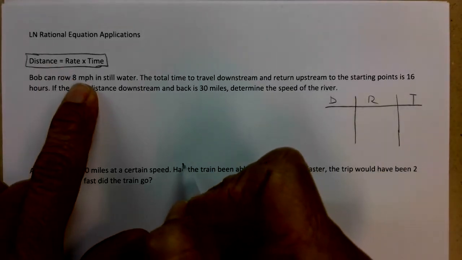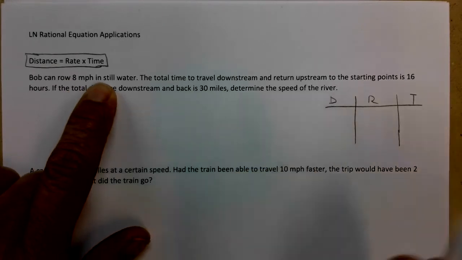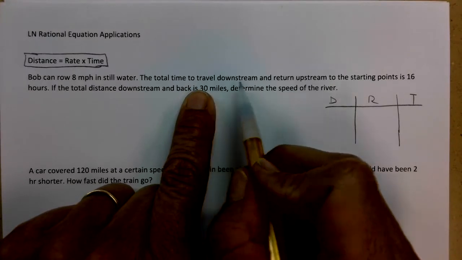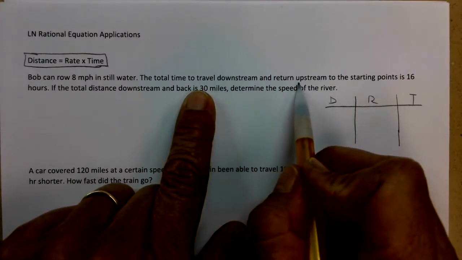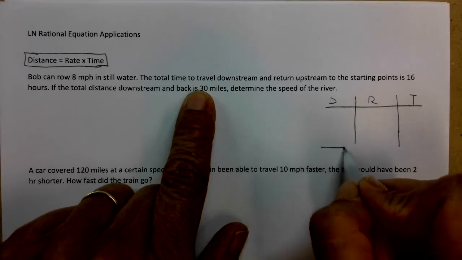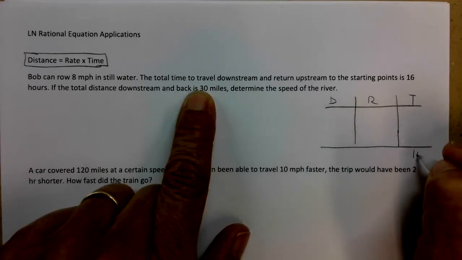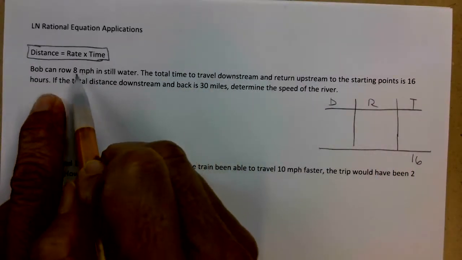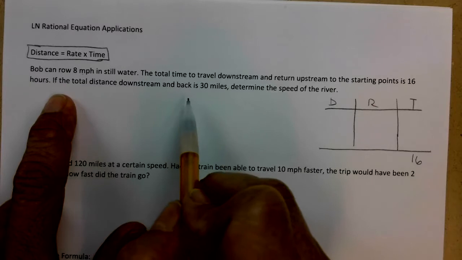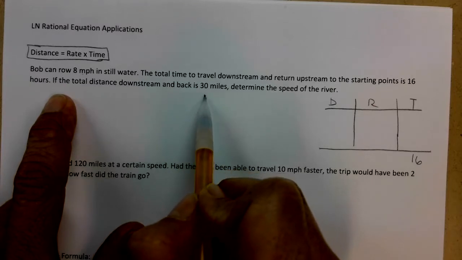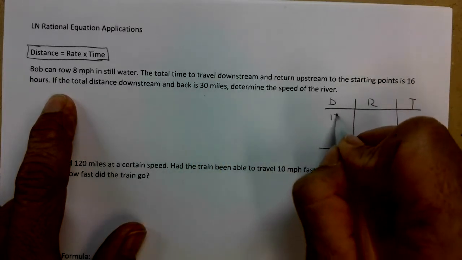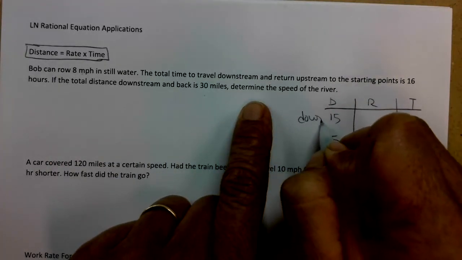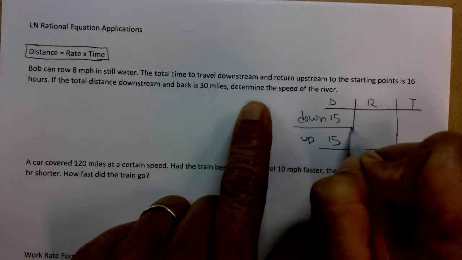Bob can row 8 miles per hour in still water, so out on a lake. The total time to travel downstream and return upstream to the starting point is 16 hours. So I'm going to put 16 down here at the bottom under my time. I don't know what I'm going to do with the 8 yet. If the total distance downstream and back is 30 miles, well that's 15 apiece then, isn't it? So down and up, I'm just labeling as I go.